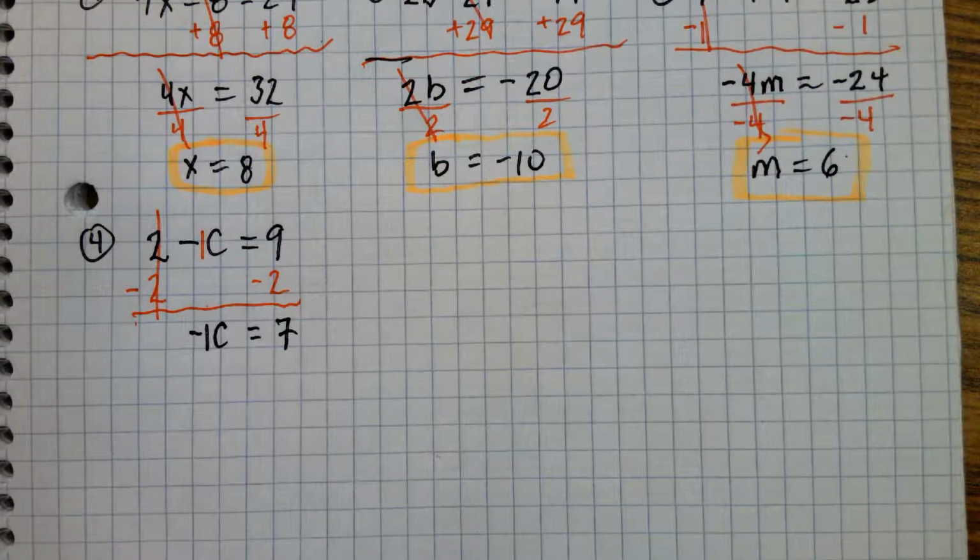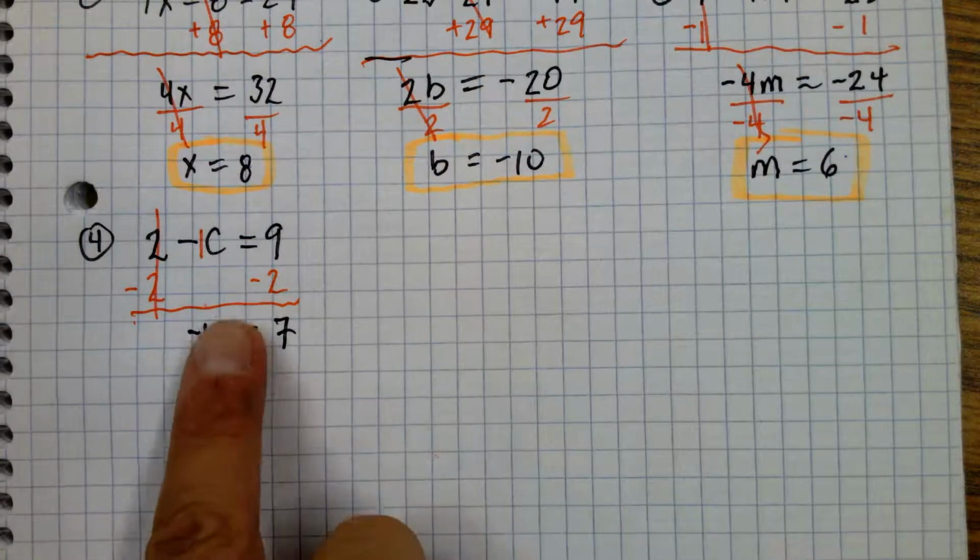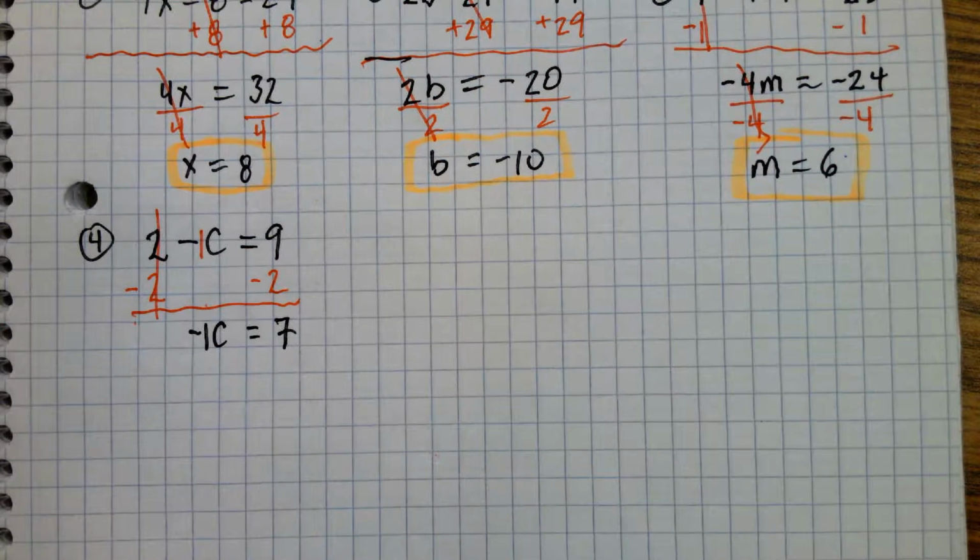So now, let's go ahead and get rid of that negative 1. It's being multiplied with c, so what do I have to do with it? Henry, focus. What are we going to do? How do I get rid of this negative 1, guys? Divide it.